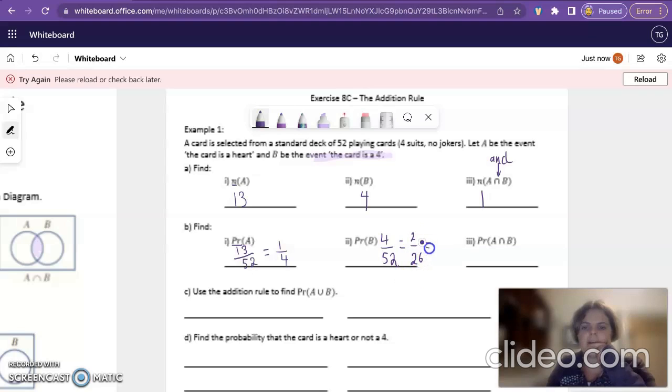And do that one more time. If you divided by 4, it might have been quicker. So we got 1 in 13 there. That is a 4.